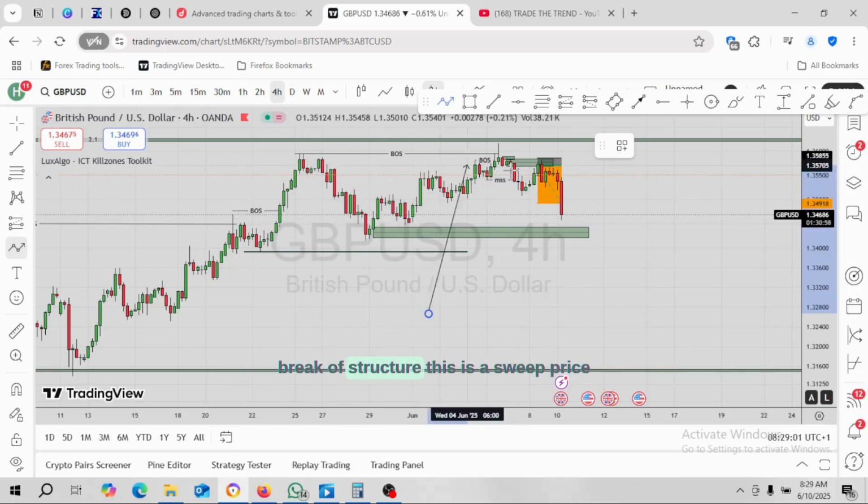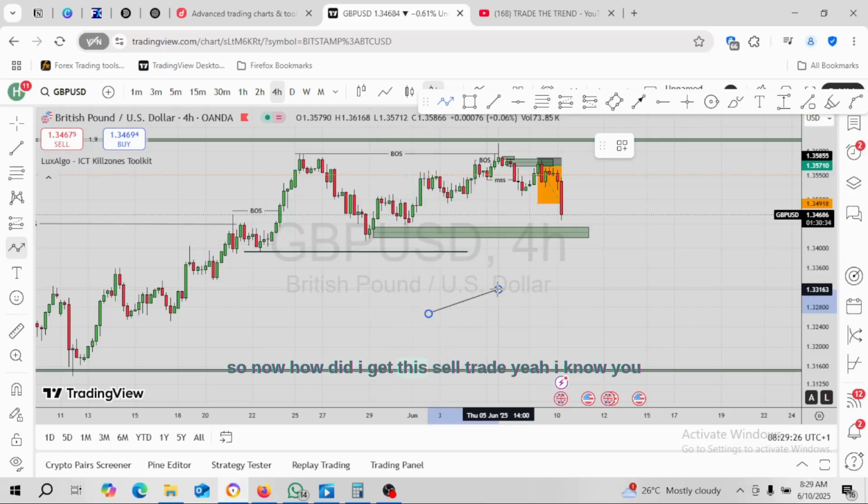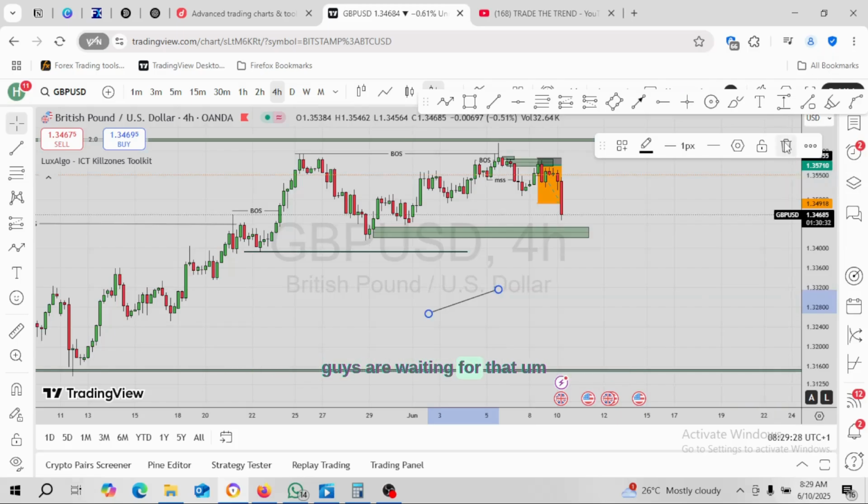This is not a break of structure, this is a sweep. Price swept liquidity above, signaling what? A reversal in the trend. But I'm not going to take this as a reversal. I want to see what price does at this level, because this is the last line of defense. I want to really see what price does at this level, guys. So now how did I get this sell trade? Yeah, I know you guys are waiting for that.